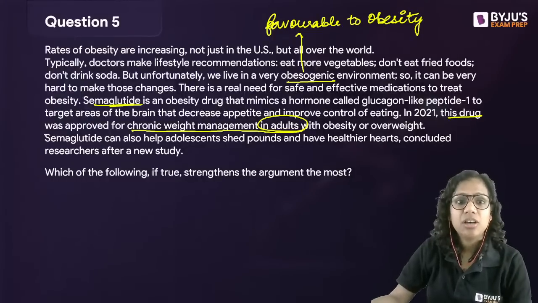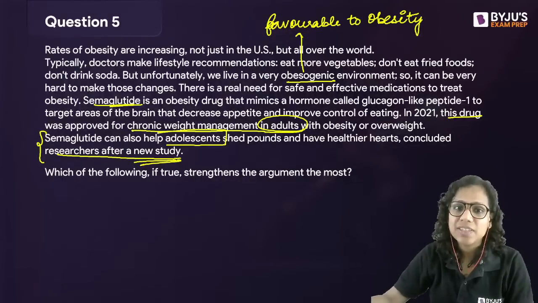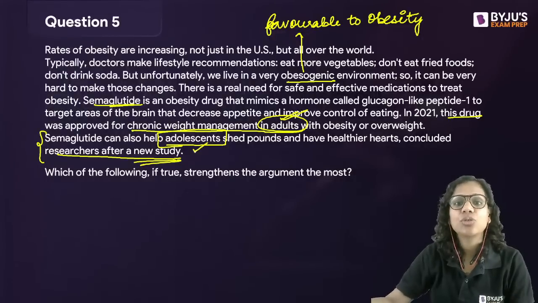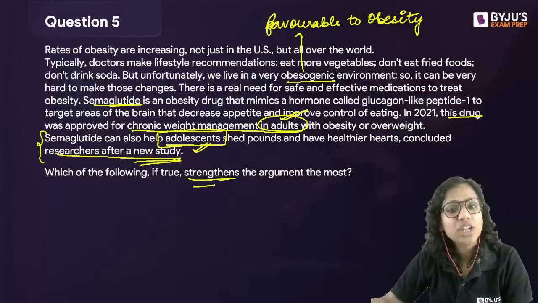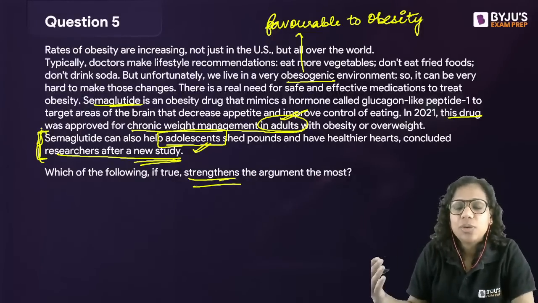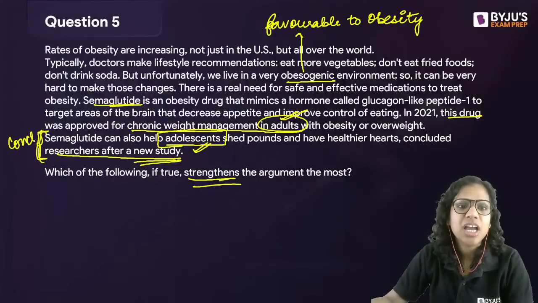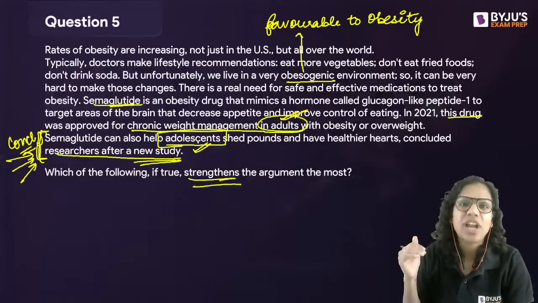Semaglutide. Now, what is the conclusion of the researchers? They carried out a new study and concluded that it can also help adolescents shed pounds and have healthier hearts. So it can not only help adults, it can also help adolescents. That's their conclusion. You have to strengthen this argument. In strengthening and weakening questions, it's important that you identify the conclusion. Ultimately, all your efforts towards supporting the argument have to support this: that yes, it is helpful for adolescents also.